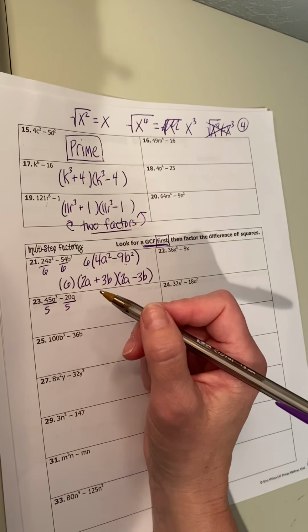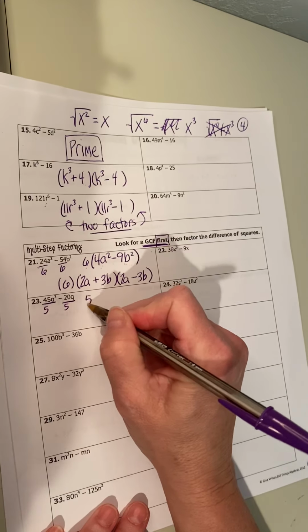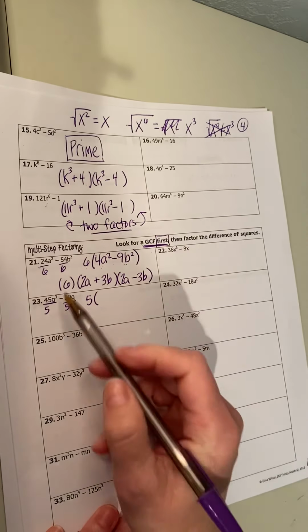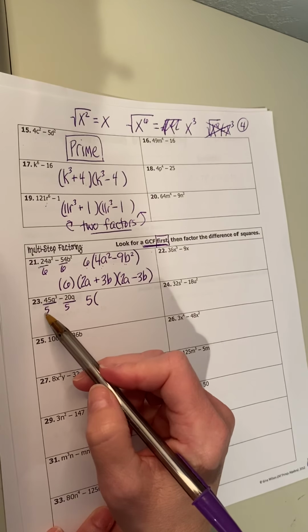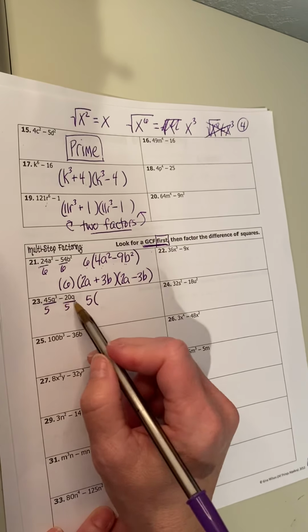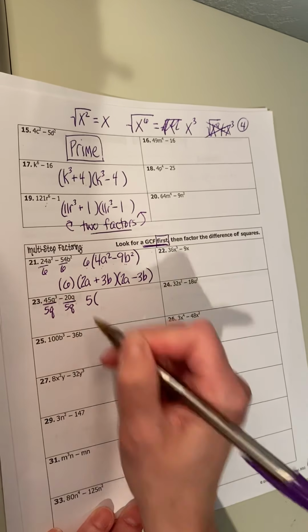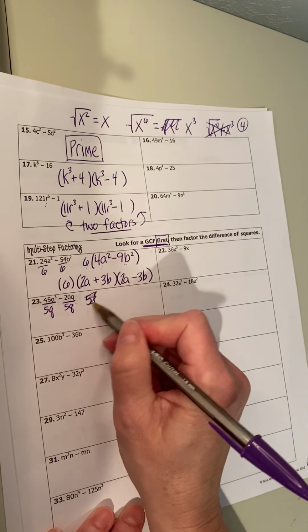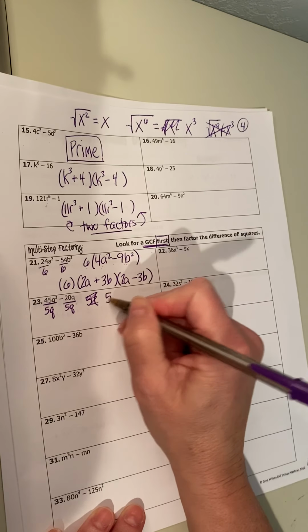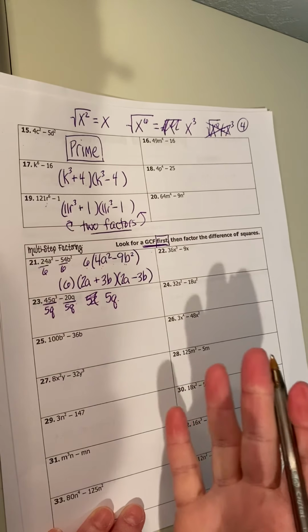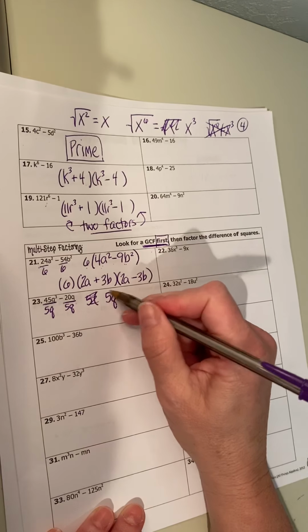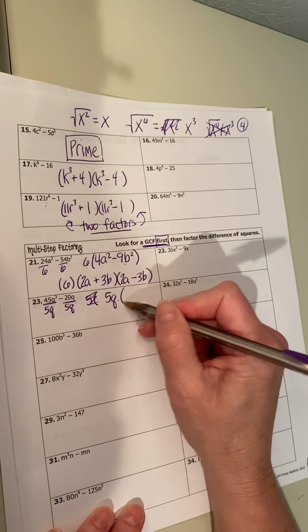So 5 is my number that I need to factor out. So there's my 5. Now, the other thing I can factor out, see how both of these have Q? I can factor out one of those Q's. I'm sorry, I messed up right here. I can factor out a 5Q from both of these. So 5Q is one of my factors.